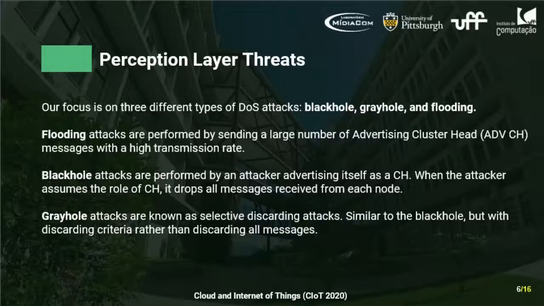Similarly, the third attack is the gray hole. However, instead of discarding all messages, this kind of attack is based on selective discarding, where the attacker has criteria to select which message will be discarded and which one will not be discarded. And this strategy aims to confuse the IDS, because part of the messages are being delivered and part of them are not being delivered.